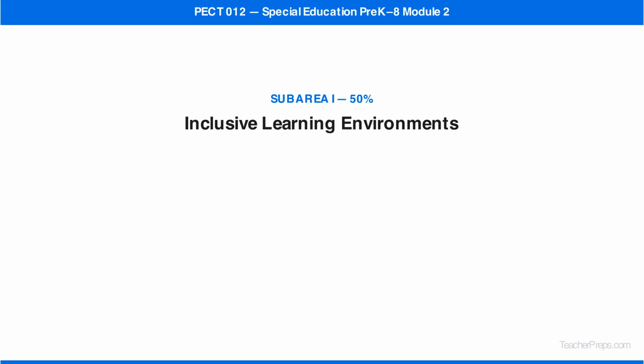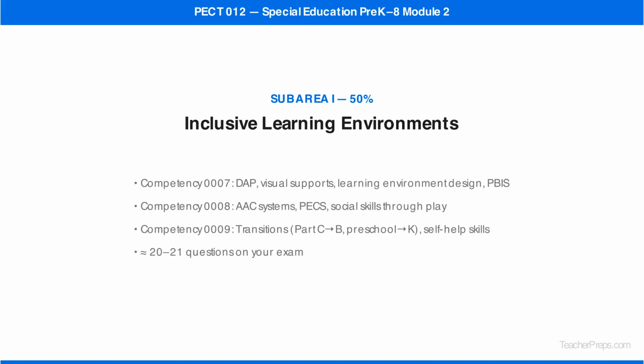This subarea covers 3 competencies. Competency 0007 addresses planning, managing, and modifying learning environments, including developmentally appropriate practice and PBIS for young children. Competency 0008 covers fostering communication and social skills, including AAC systems and PECS. And Competency 0009 covers independent living skills and transitions, especially the critical Part C to Part B transition at age 3. Together, these 3 competencies account for 50% of your Module 2 exam, roughly 20 to 21 questions. This is the heart of what early childhood special educators do every day.